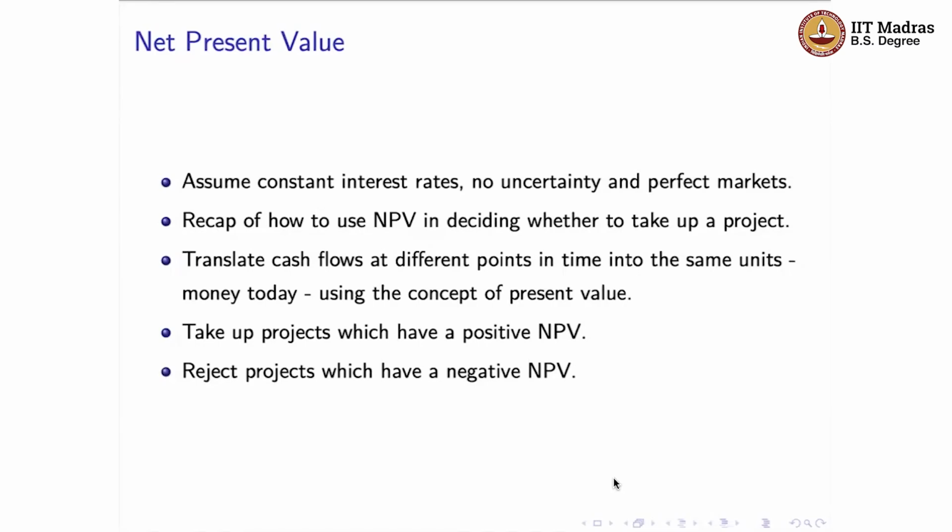So how did we use NPV to decide whether to take up a project or not? The basic procedure was very simple. We have cash flows, which may be inflows or outflows, occurring at different points in time. We want to convert them into the same units, which is money today, using the concept of present value. Once we do that, we can add up the present value of all the cash flows. We'll take up projects which have a positive NPV, and we'll reject projects which have a negative NPV. So this was the NPV capital budgeting rule.